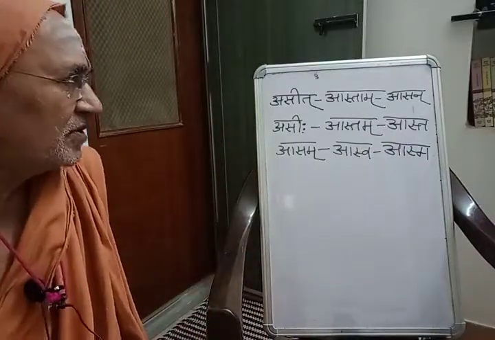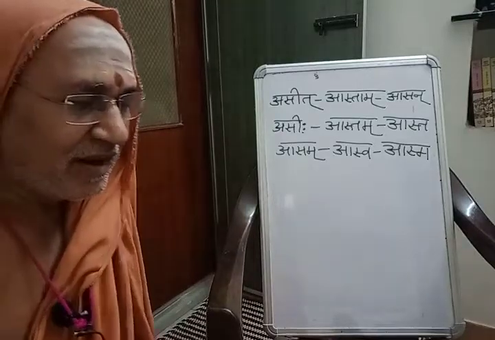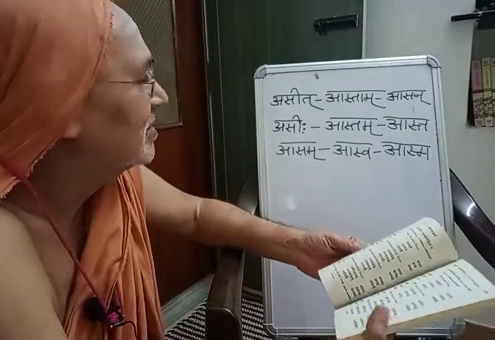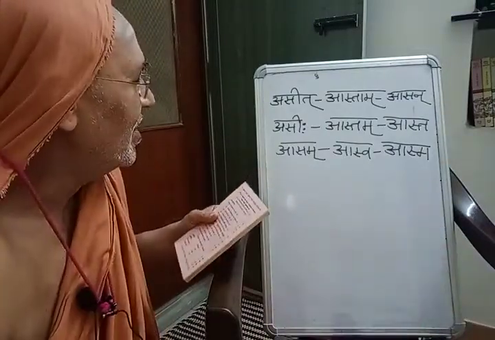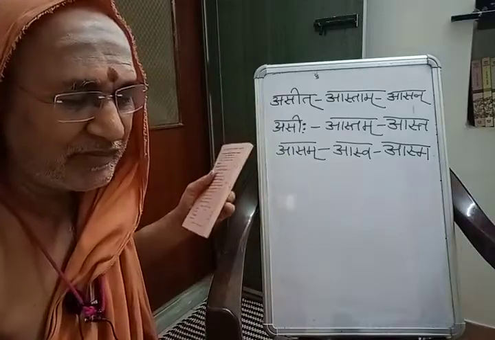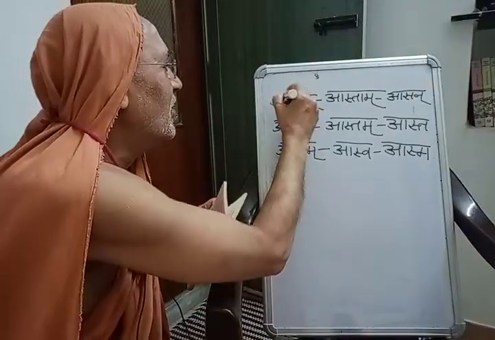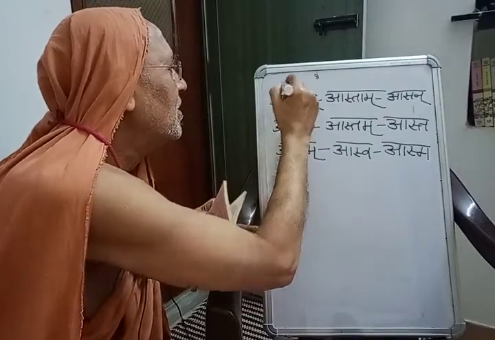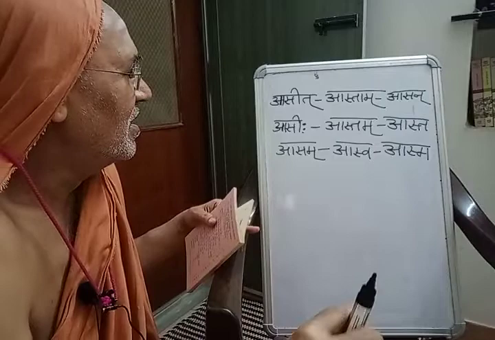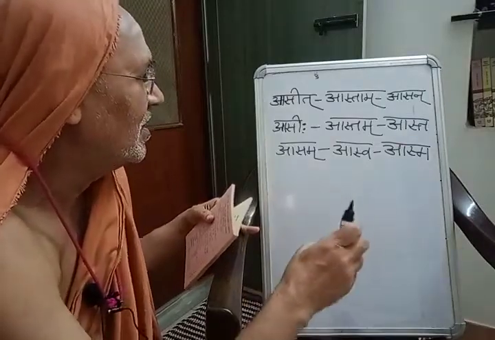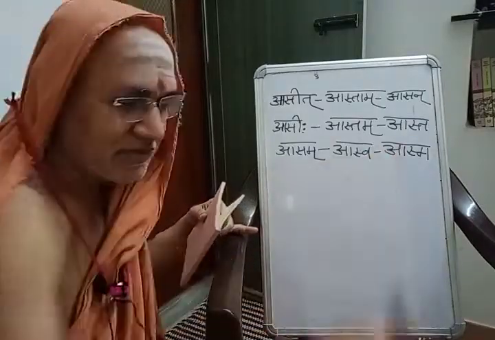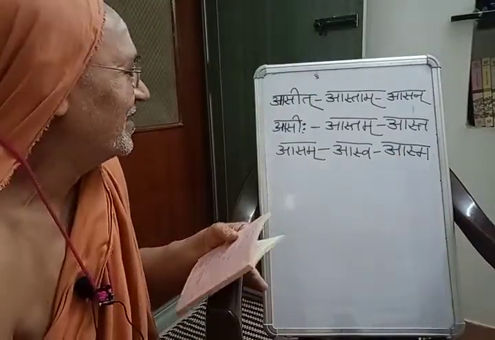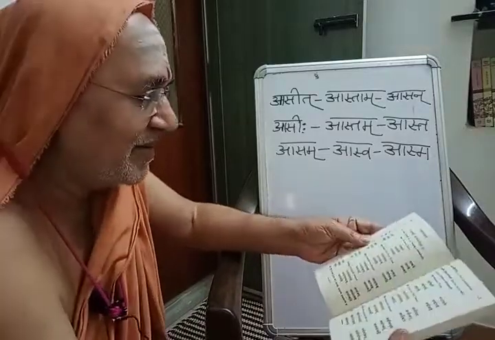You can repeat a few times, it becomes easy. Asit, astam, asan, asihi. Sorry, first also I made a mistake. Asit, it should be long. Asit, astam, asan, asihi, astam, asta, asam, asva, asma. In all places, a should be dirgha. If I made a mistake, correct it.